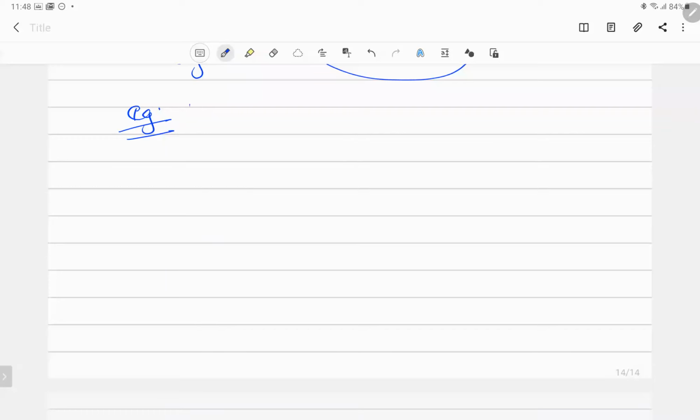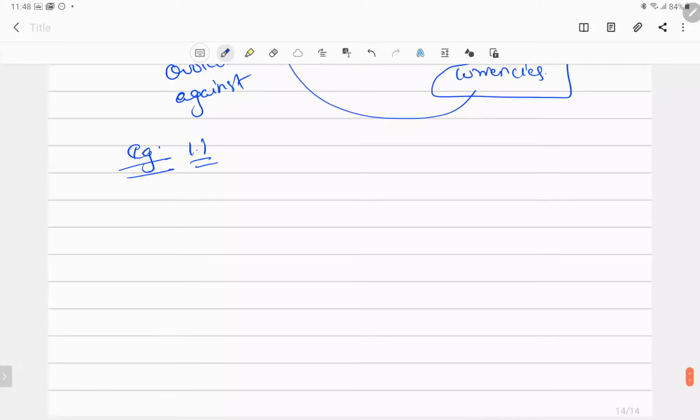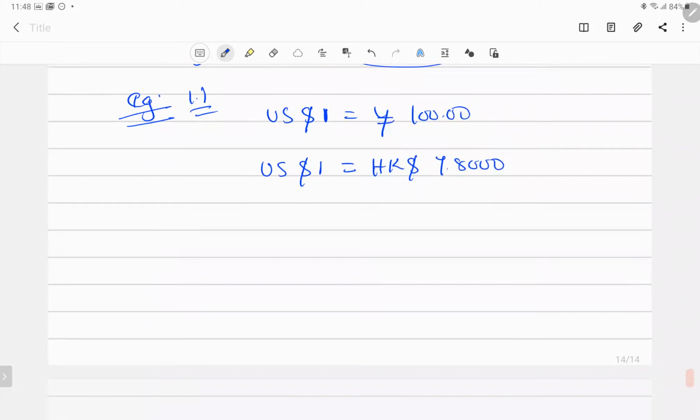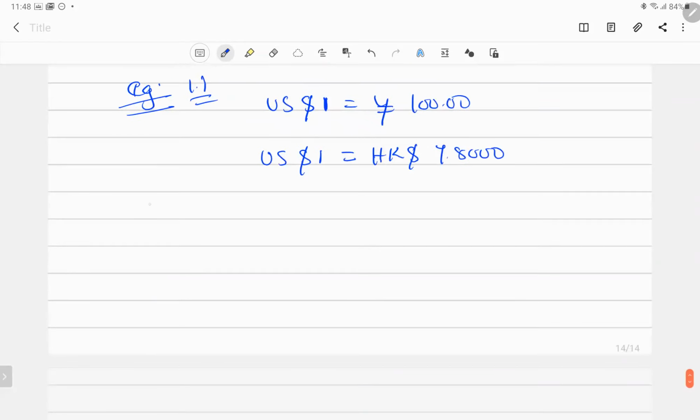Example 1. Suppose you are given the quote US $1 equal to 100 yen, and US $1 is equal to HK, that is Hong Kong dollar, 7.8000. Suppose you are a trader and you require the exchange rate for Hong Kong dollars.